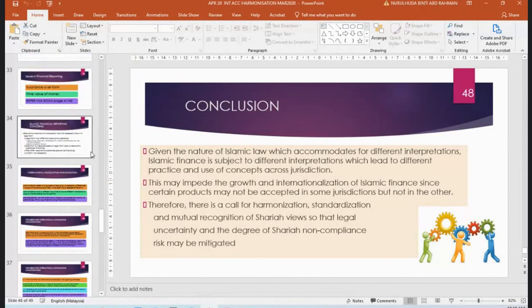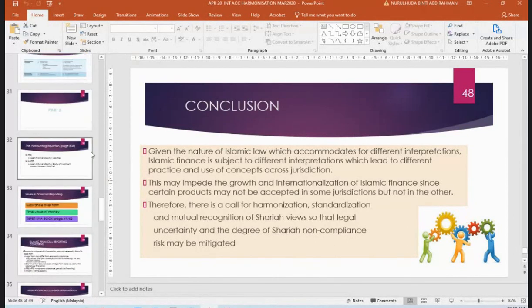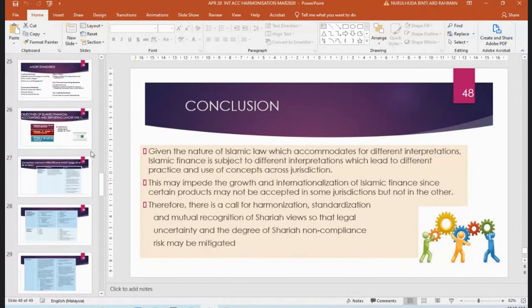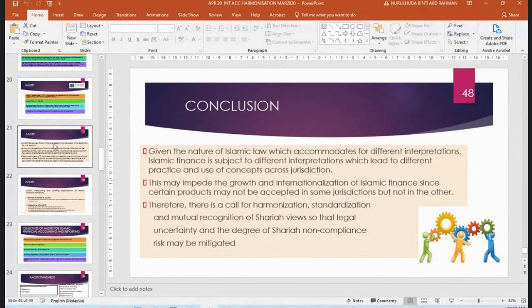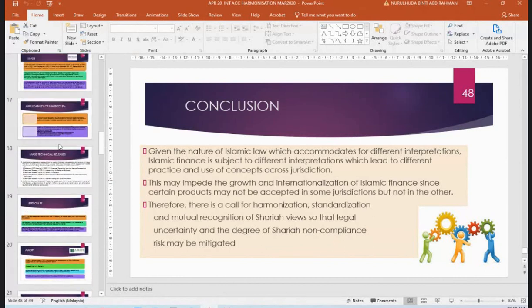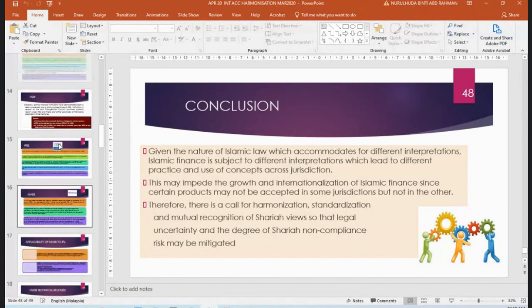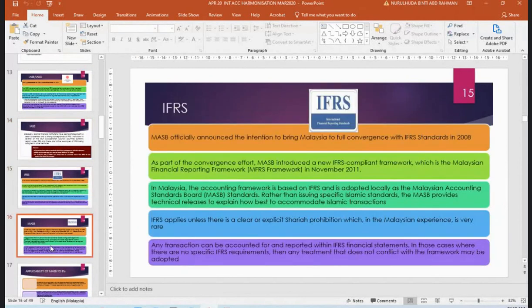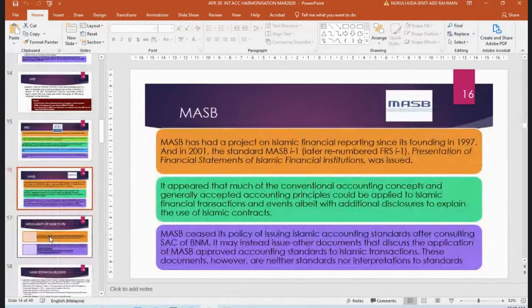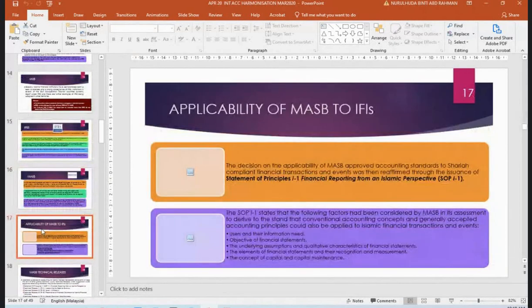Islamic accounting standard harmonization? I want you to refer to this statement. Statement of principle I1, financial reporting from Islamic perspective.